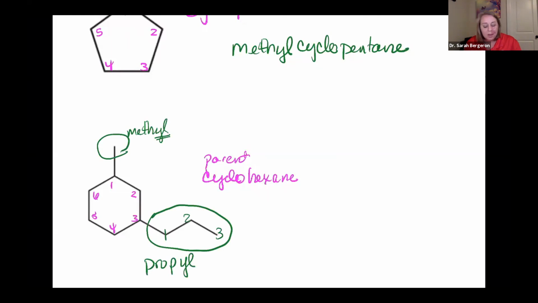P-R-O-P-Y-L, propyl. So now I want to look at the first letter of each of them, and I want to put them in alphabetical order. So I need to put the one closest to A on the lower number. M comes before P, so M's going to be on the 1. We just so happen to get it right. And then P is going to be on the 3. If they were swapped, you would just have to renumber the ring, and that would be it. So the methyl is on position 1, the propyl's on carbon 3, so we're going to write that.